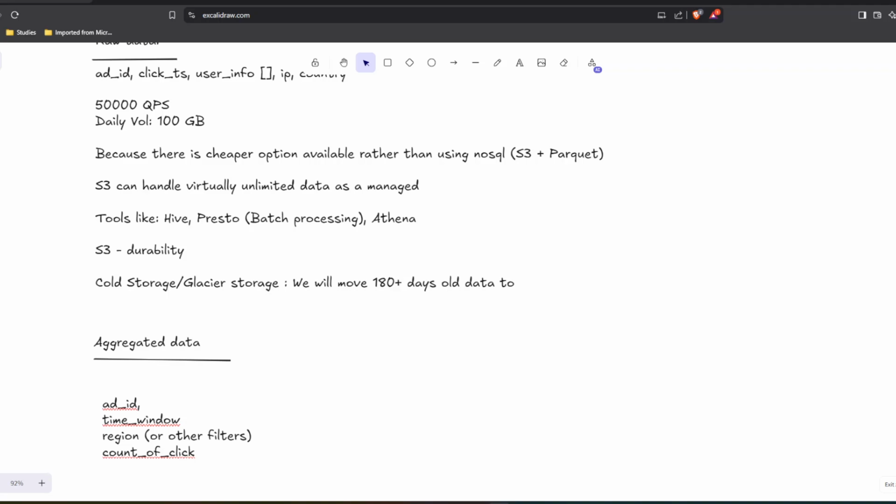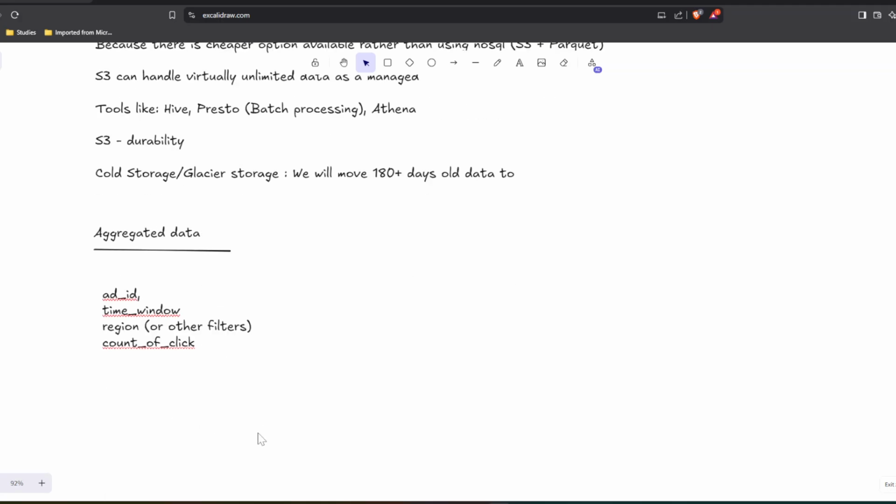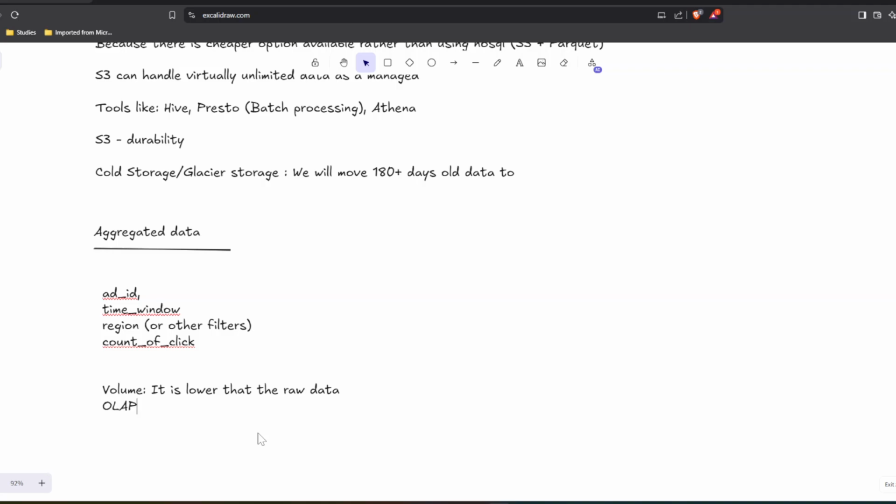Okay, so if we see the volume over here for the aggregated data, it is lower than the raw data. For example, if there are 2 million ads, for 5 minutes aggregation we can divide the 24 hours into 5-minute chunks, and then do an OLAP style query. OLAP means online analytical processing, and in OLAP style processing we can do the sum, the group by, the count, these kinds of aggregations. So definitely the volume is lower than the raw data, and these are the basic query patterns we are going to use.